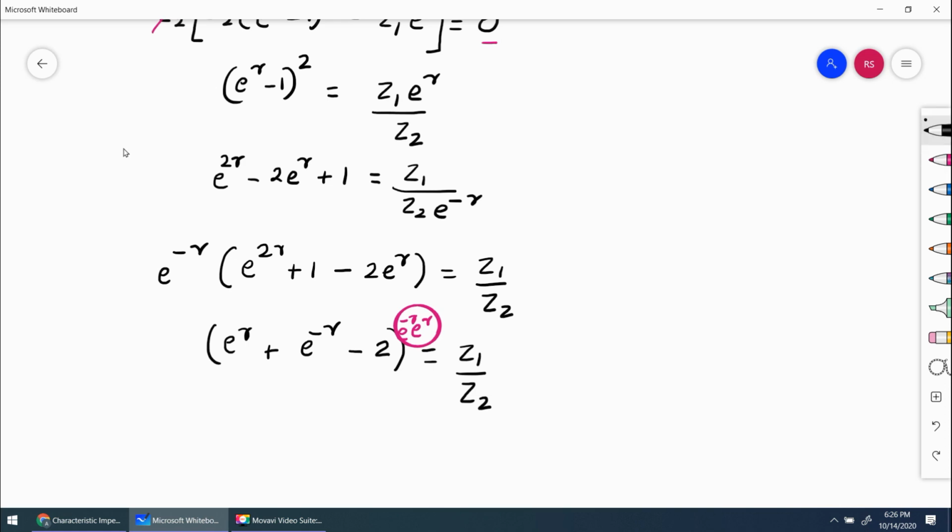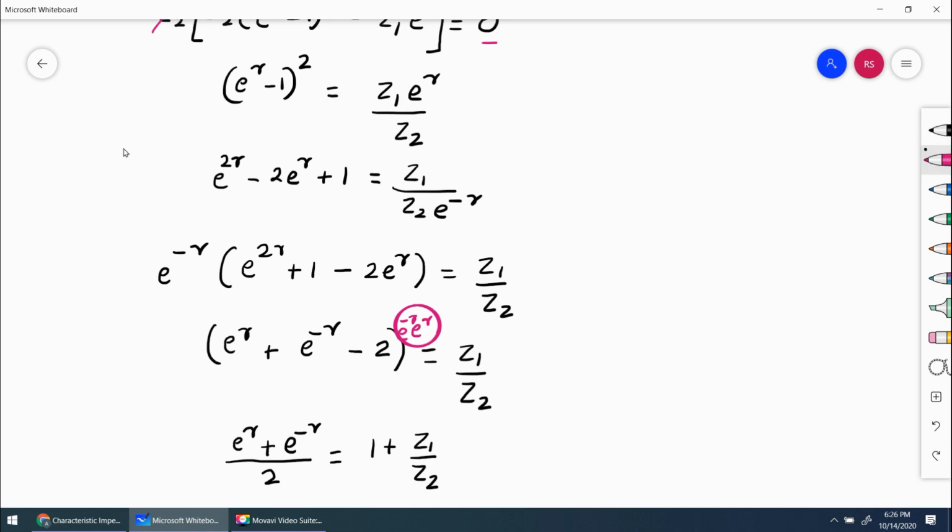So dividing both sides by 2, we have (e^gamma + e^(-gamma))/2 is equal to 1 plus z1 by z2, taking this 2 to the other side, and what we get is a very important equation.